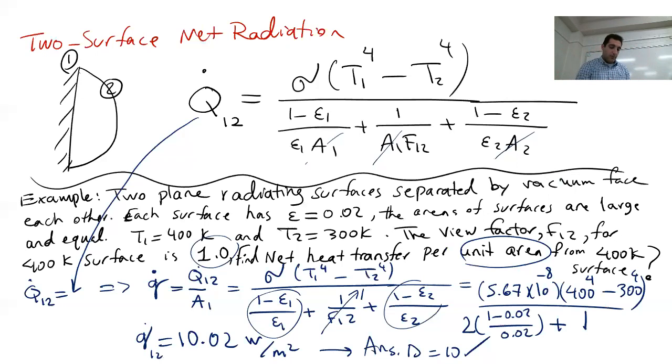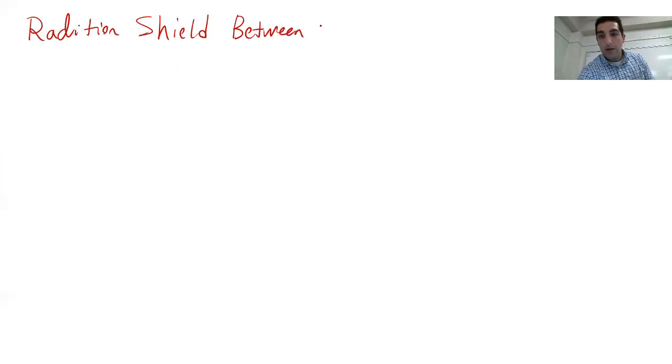First, I write the equation, but I can quickly show you how it's easy to understand this. I mean, I can show the network as well. Now, the next one is if you have the radiation shield between parallel plates. So first, let me show you exactly what I mean.